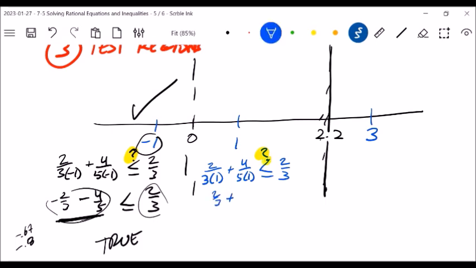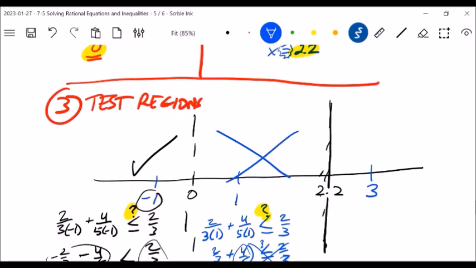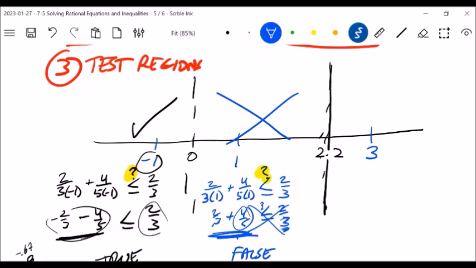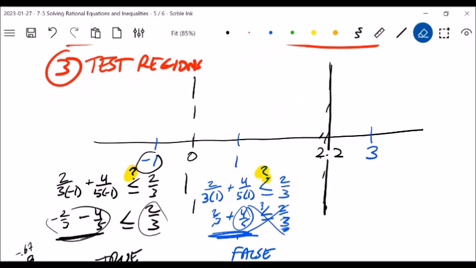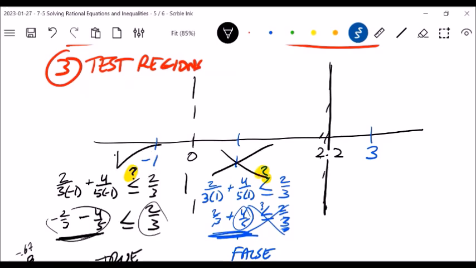That's 2/3 plus 4/5 less than or equal to 2/3. Well, 4/5 is 0.8, and that's already larger than 2/3. And adding 2/3 to it, there's no question this side is larger. That means that this is not true, or write false. And I'm going to put an X there to remind myself. I'll do a check by the -1 and an X through the 1.